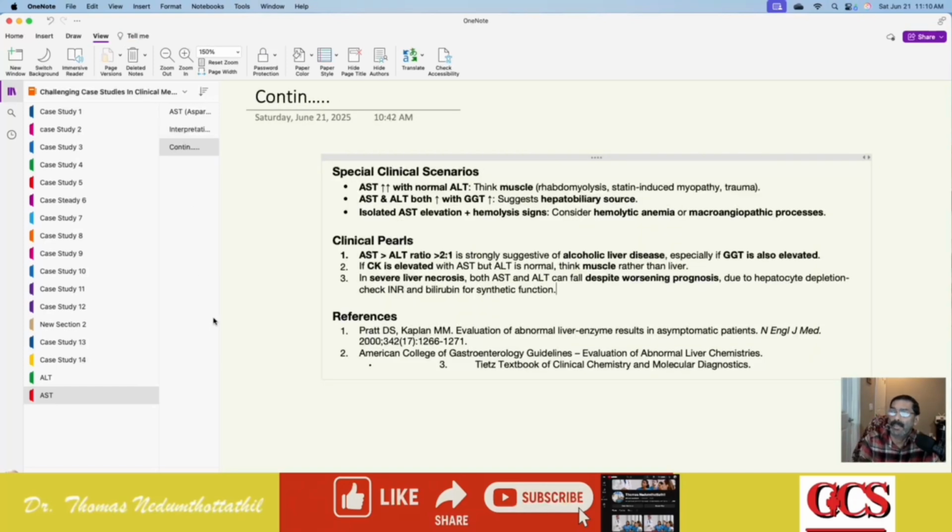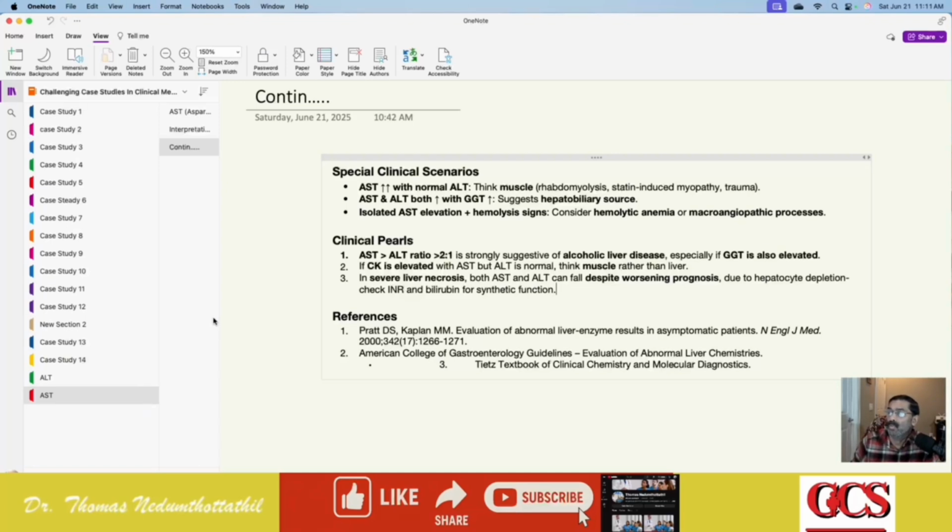Special clinical scenarios. Marked elevations in AST with normal ALT. Think of muscles like rhabdomyolysis, statin-induced myopathy, or muscle trauma. AST, ALT, and GGT elevation suggest hepatobiliary disease. Isolated AST elevation plus hemolysis, think of hemolytic anemia or microangiopathic processes.